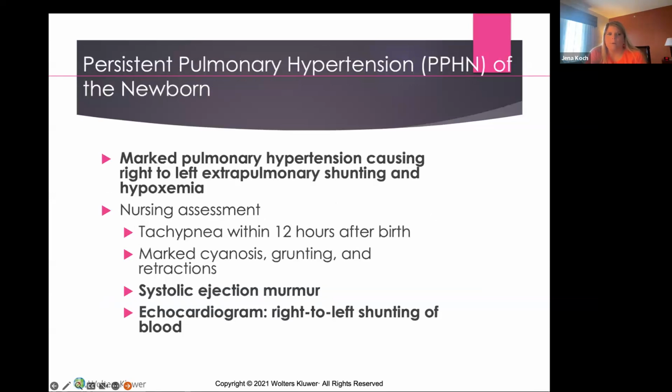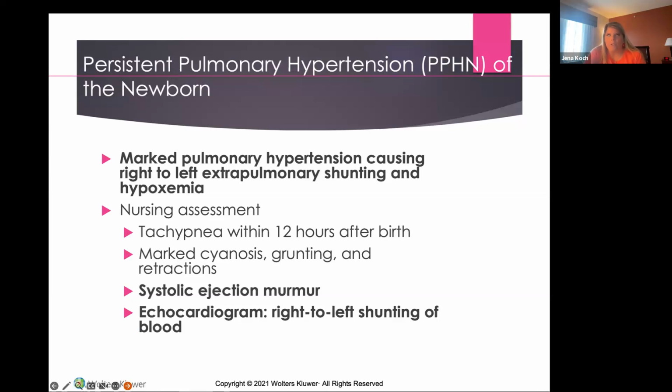PPHN, so this is marked pulmonary hypertension. It's causing right to left extrapulmonary shunting and hypoxia. So what you may see in the newborn within about 12 hours after birth is tachypnea, marked cyanosis, grunting, and some retractions.